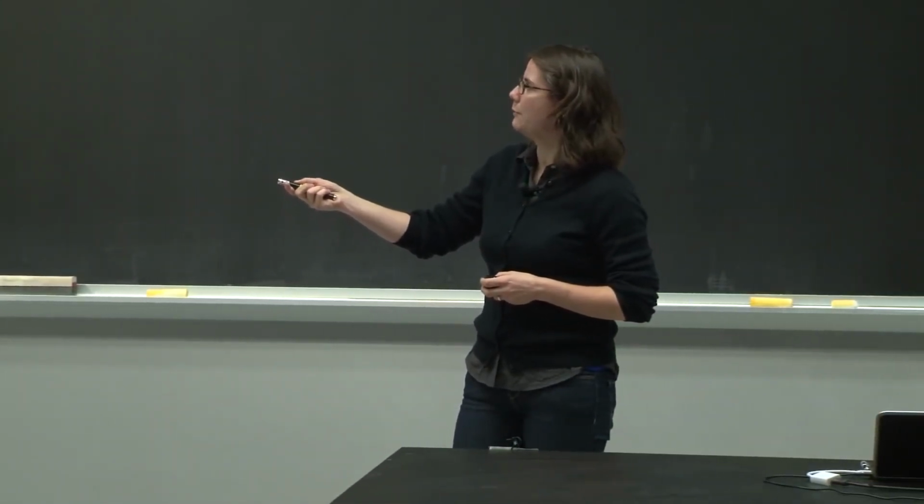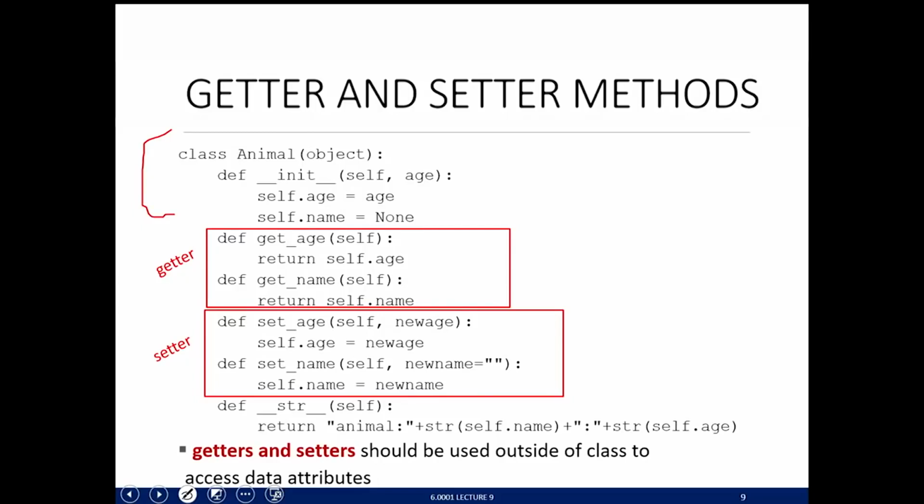Similarly, setAge and setName, we're going to see what this funny equal sign is doing here in the next couple of slides. But setters do a very similar thing where they're going to set the data attributes to whatever is passed in. Okay?